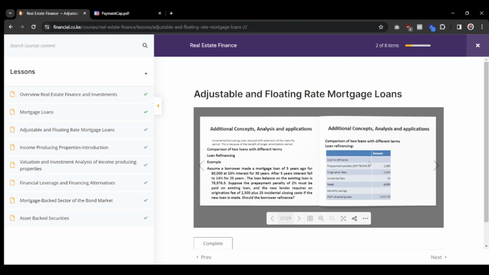2,500 plus 25 incidental closing cost. If the new loan is made, should the borrower refinance? So let's do this comparison through Excel.